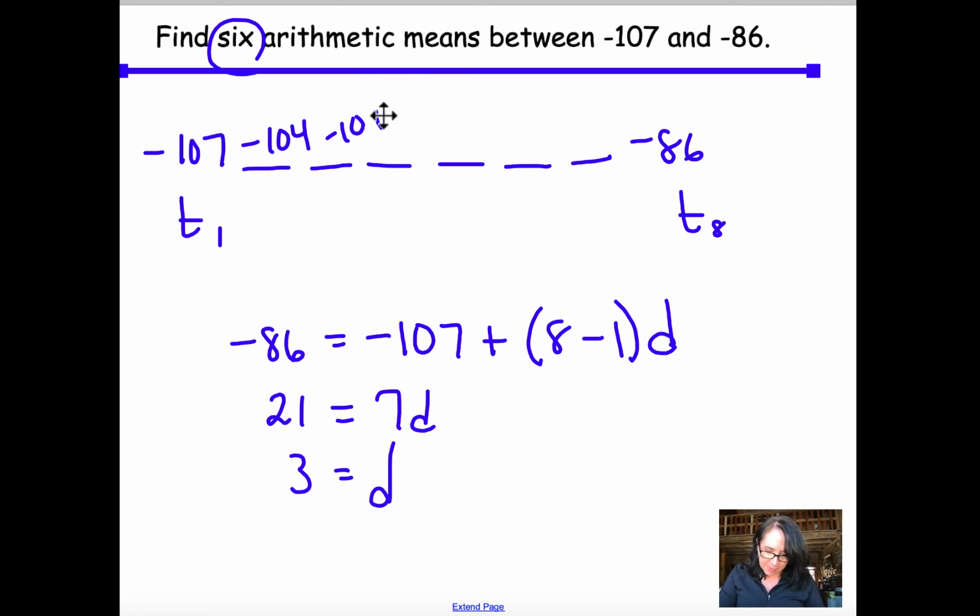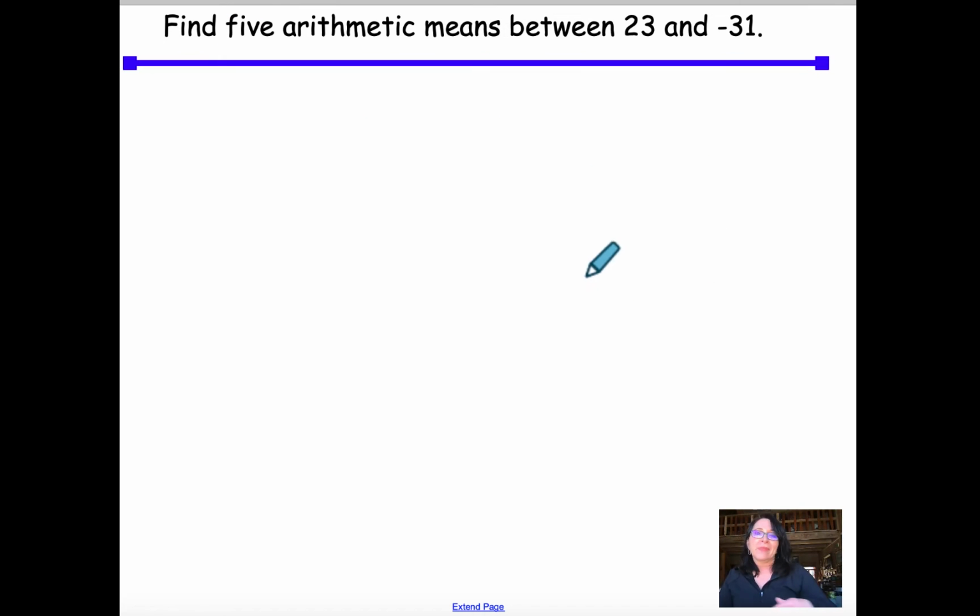So let's see. I'm just going to use this negative. Oops, that's not going to work. Negative 101, and then I'm going to add 3. I get negative 98. So this one is negative 98. Add 3. I'm at negative 95. Add 3. I'm at negative 92. Add 3. I'm at negative 89. Add 3. I'm at negative 86. Check.